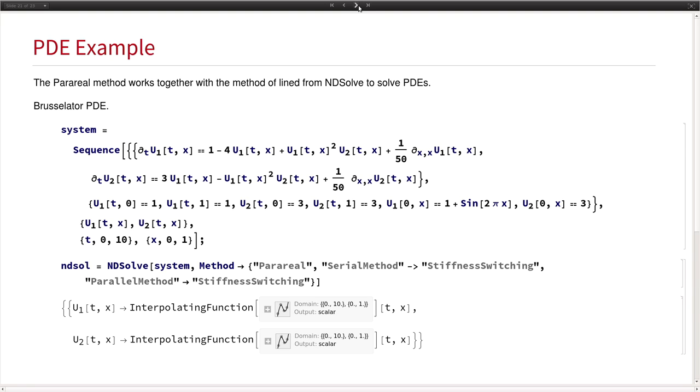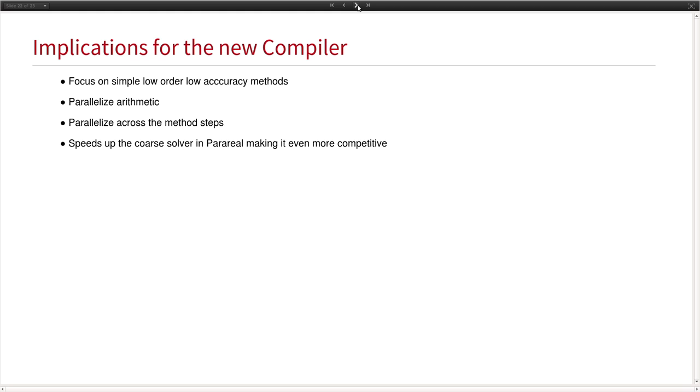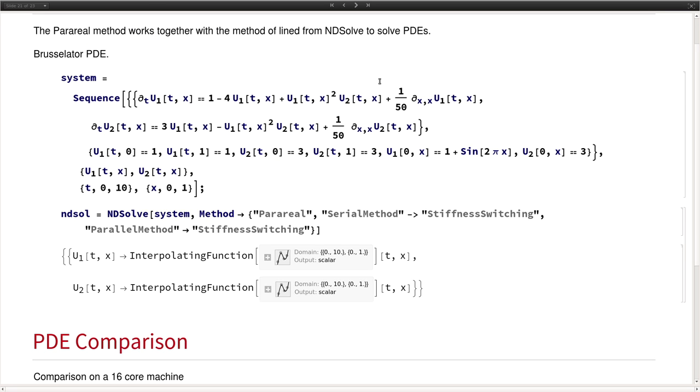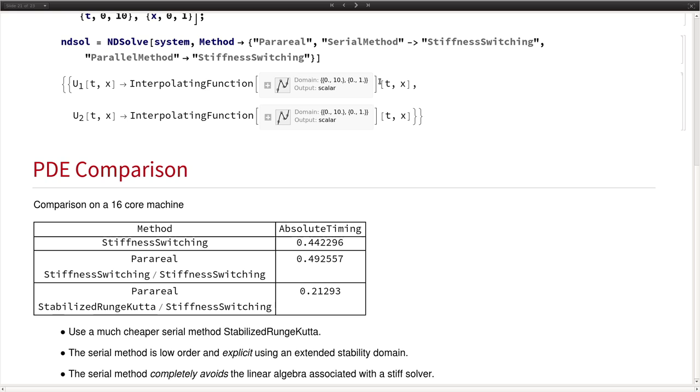But what about the runtime? I want to show at least one example where I got some speedup with this method, even if it's just in its infancy. So here's one for this Brusselator problem. If I just call NDSolve with a stiffness switching method on this 16-core machine, it takes almost half a second to solve this PDE problem. If I call parallel with the same method for the serial and parallel computation, it takes a little bit longer. So it's no real speedup.